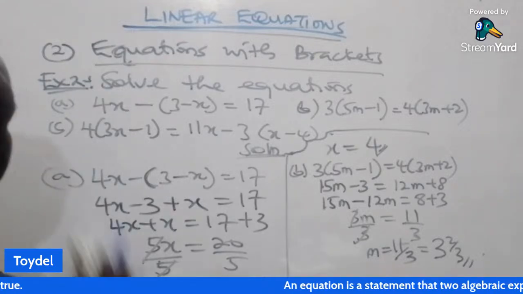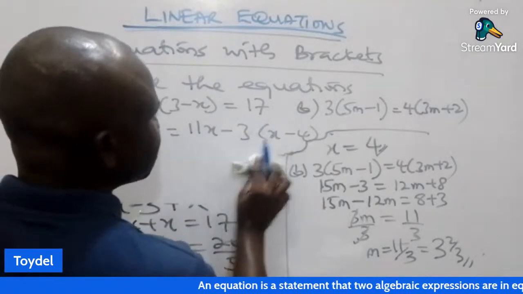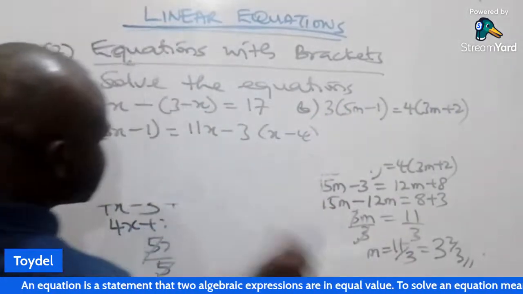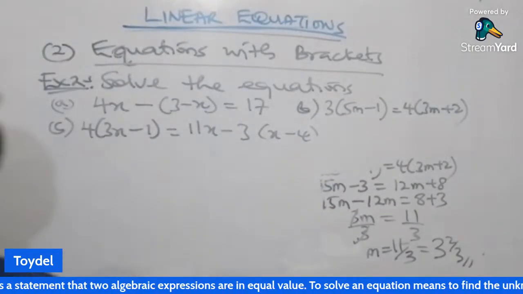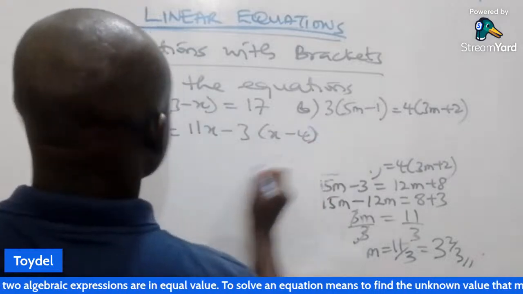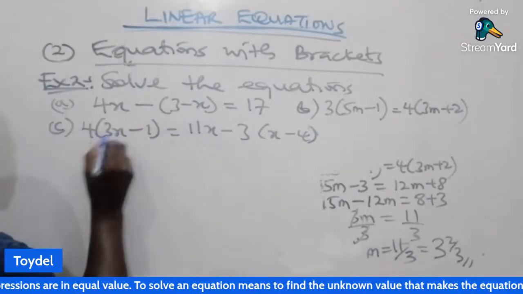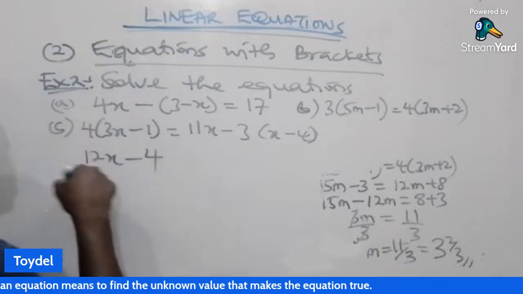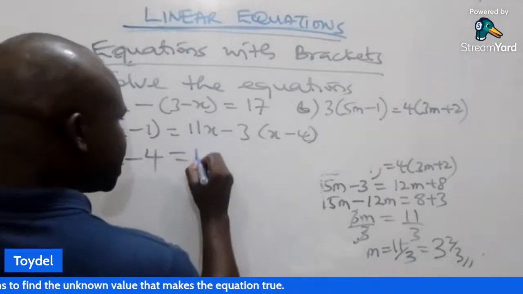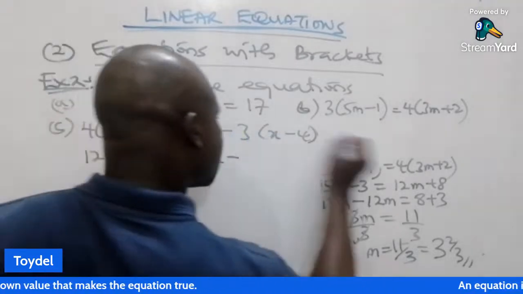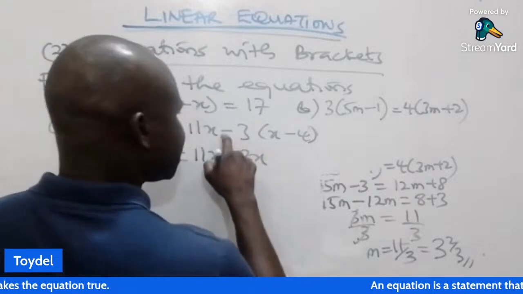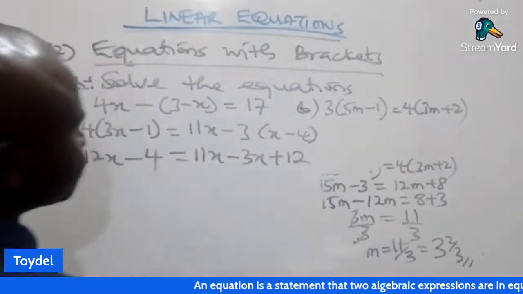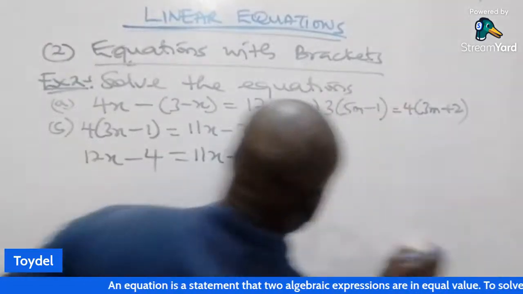The third question is C, as we have it on the board. So in this third question, what do we have? This is what we have. We can open up and say 4 times 3, that is 12x, minus 4 times 1, 4. We've removed the bracket there, is equal to 11x minus 3, we control everything here, minus 3x, minus times minus plus 3 times 4 plus 12. That's what we have here.